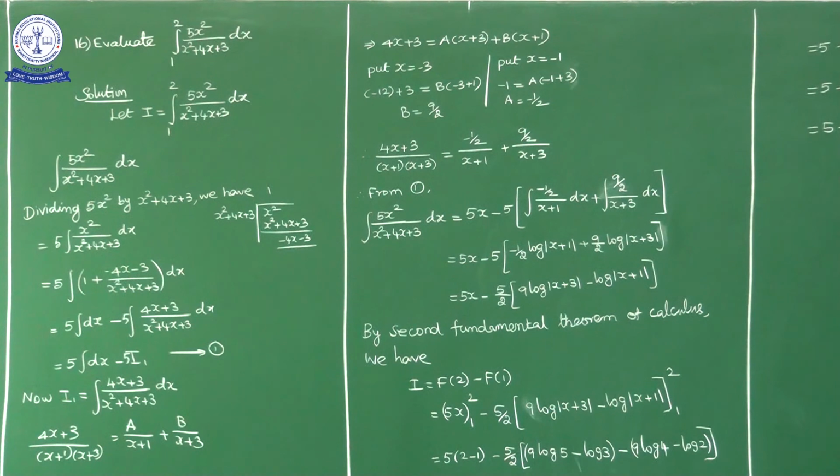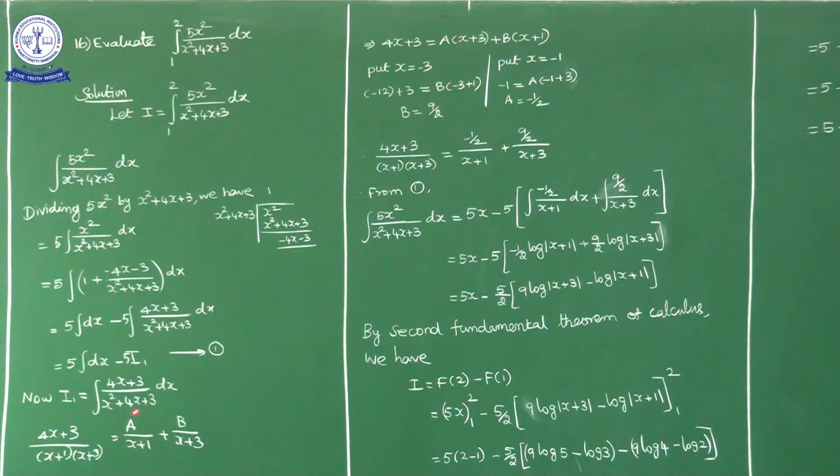Now integral 5 dx minus 5 into this part, which I will consider as I1. What is I1 here? I1 is integral 4x plus 3 upon x square plus 4x plus 3 dx. If you observe, the numerator is a linear factor, and the denominator x square plus 4x plus 3 we can write as x plus 1 into x plus 3. So 4x plus 3 upon x plus 1 into x plus 3.